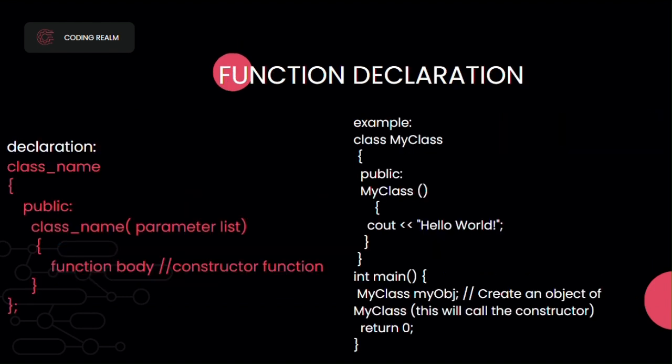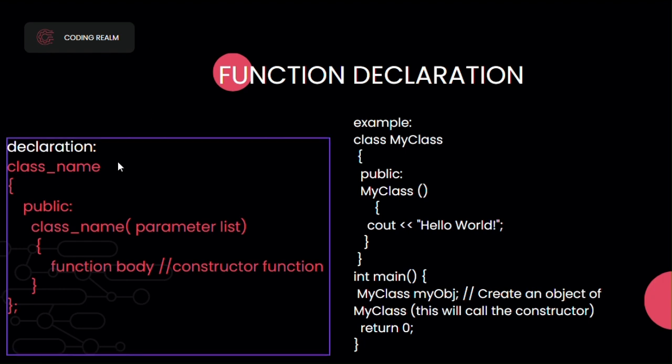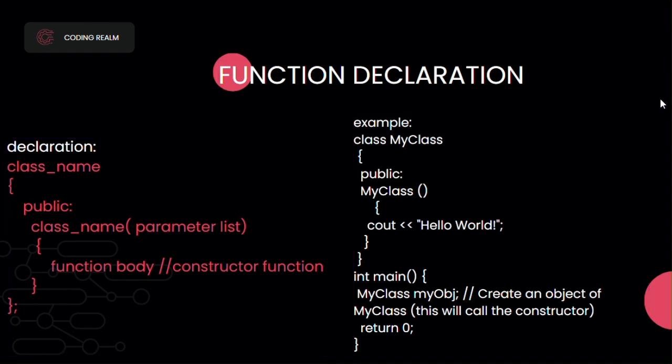Now the declaration. To declare the constructor function, we need to use this syntax. First of all, we put the class name, public, also the class name, this is the constructor, which has the same name as the class, and the parameter list and the body. Look at this example. Class MyClass. Public, the constructor has the name MyClass. Cout hello world. Integer main, MyClass myObject. Here I call the constructor that has the name MyClass to print hello world on the screen.